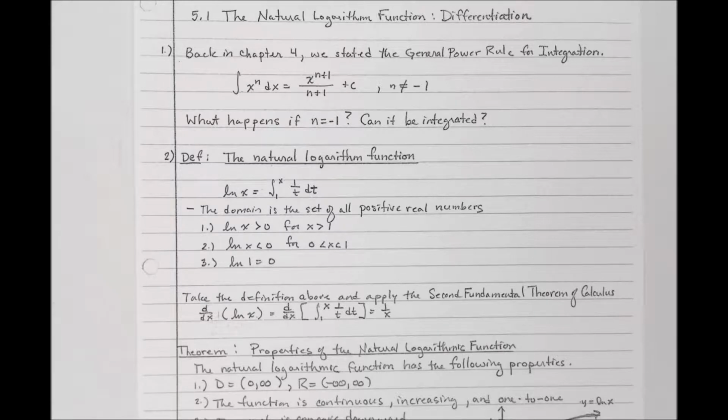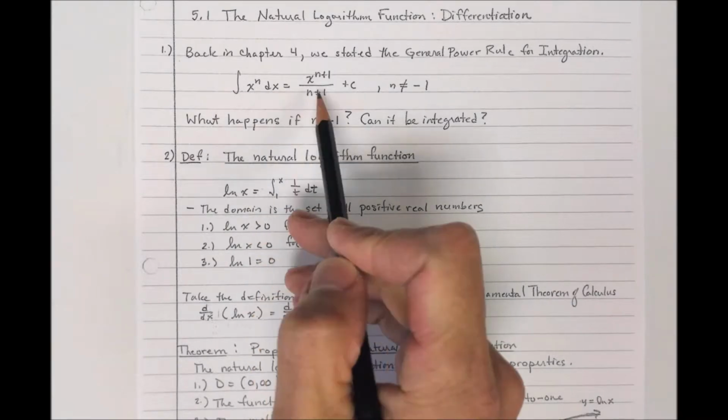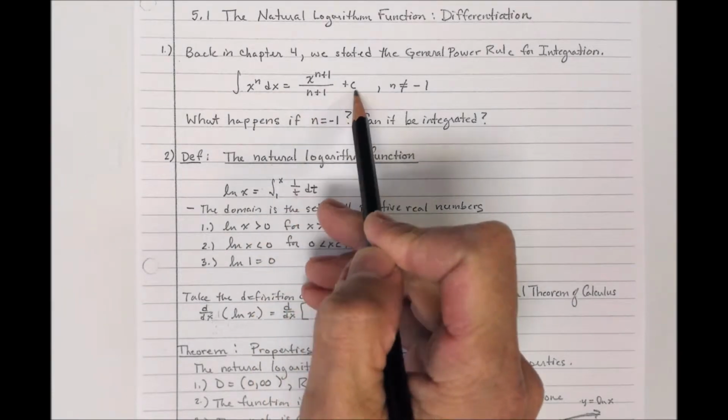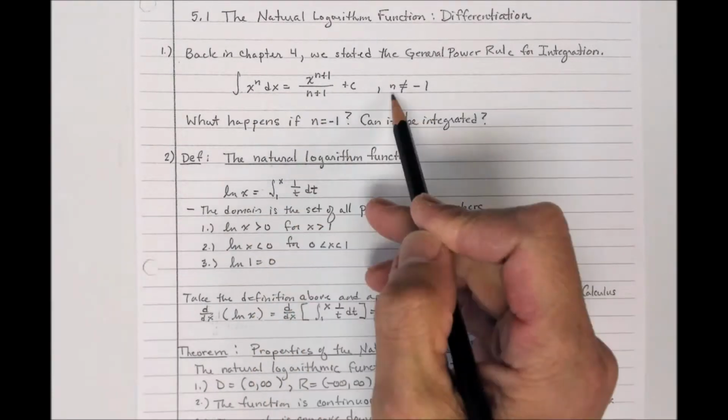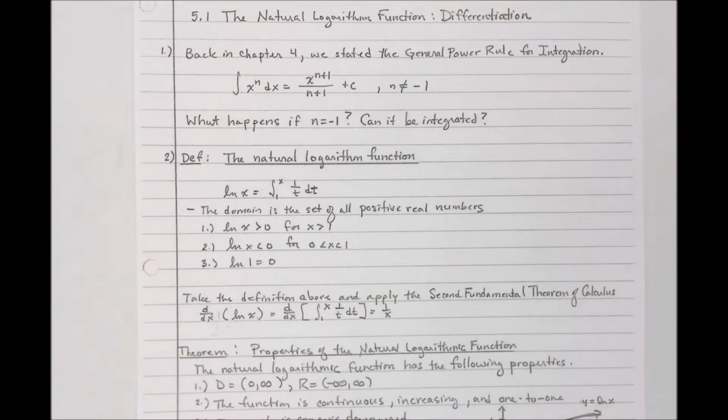Okay, the natural log function comes into play because of all things, when we talked about the general power rule for integration, we were able to integrate x to the n dx as x to the n plus 1 over n plus 1 plus a constant, as long as n didn't equal negative 1. So we can't integrate x to the negative 1 power, at least not using this general power rule.